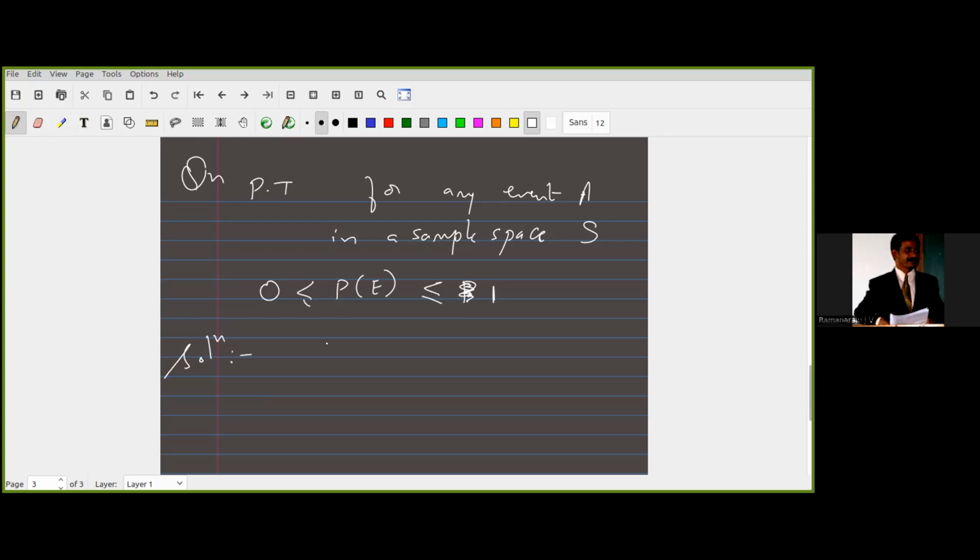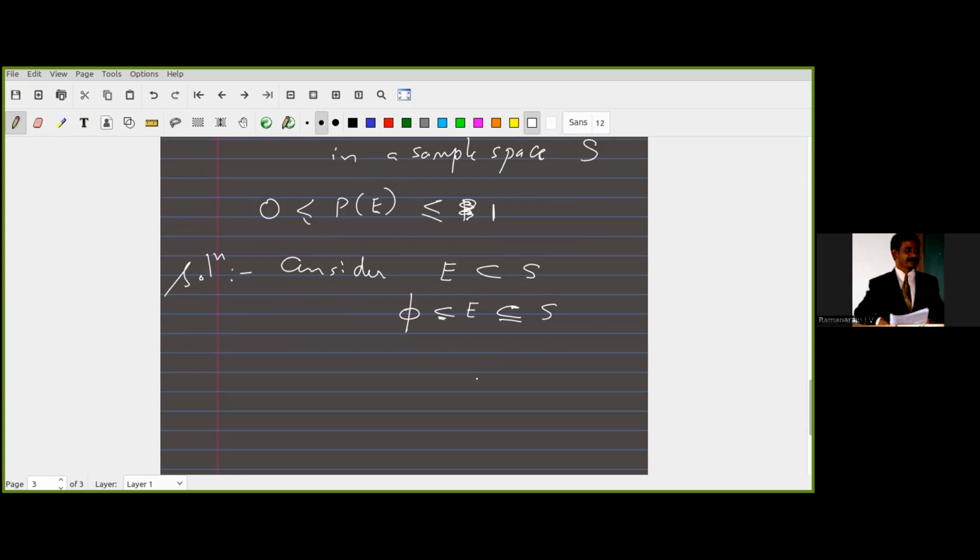So consider this. This is a very important step. Consider the fact that E is an event in the sample space. So E is a subset of S, and because it is an event, it could be either an empty event, nothing, or it could be something like this. So E could be equal to the empty set also. E could be equal to the whole of S also, or E could be something in between.